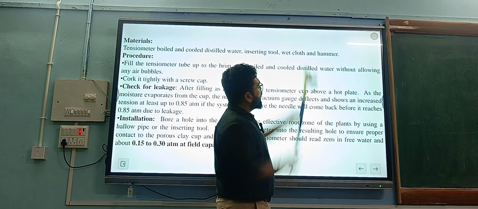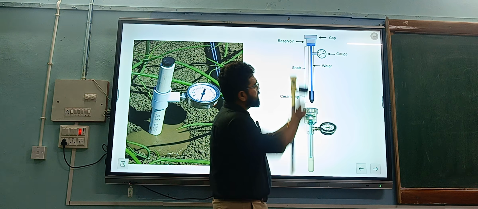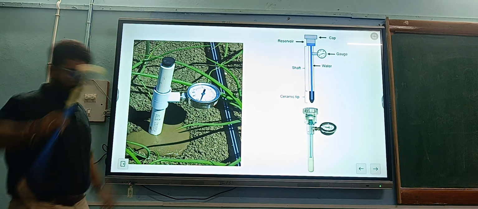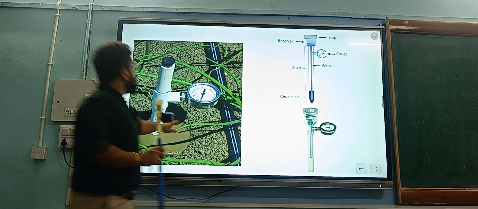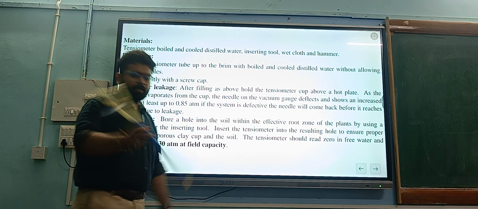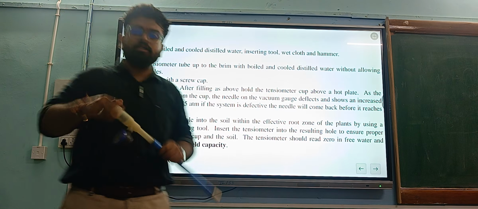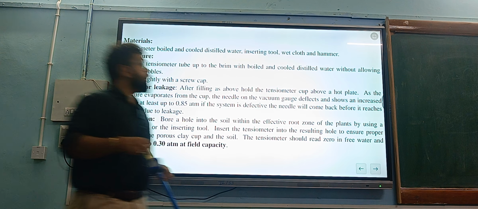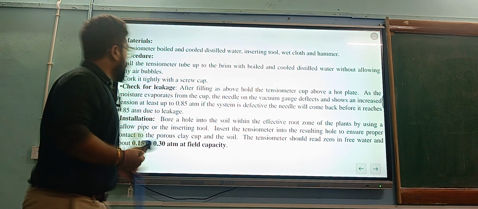The tensiometer has a gauge, a porous cup, and a plastic tube which is filled with water. The materials required for this experiment using the tensiometer are a tensiometer, cool distilled water, an inserting tool, a wet cloth and a hammer.